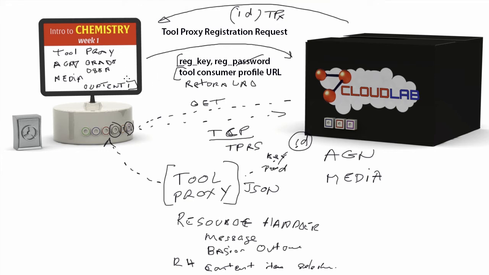But at some point, if all goes well, then the tool proxy is activated. And when it becomes activated, then those resource handlers become available to create new instances of them. So you can create a new instance of an assignment. You can use the content item selection request to go into the tool provider to pick up resources. And also an important element that I've not put here just yet is that the tool proxy, being the deployment of a tool provider inside the tool consumer, also contains a shared secret and the consumer key.